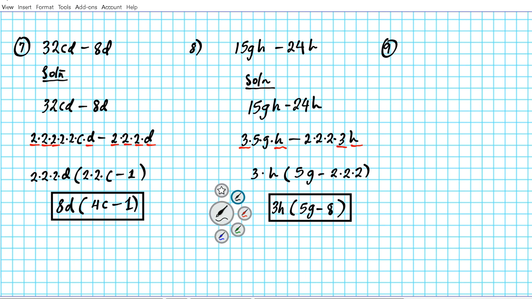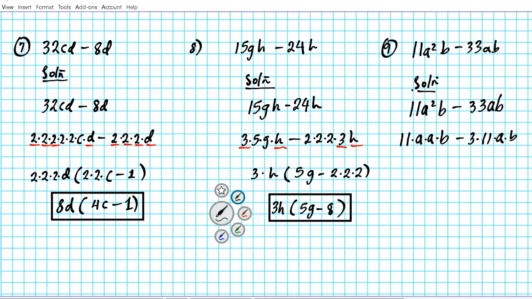For question 9, let's say we have 11a squared b minus 33ab. The goal is to factor that completely. So let's rewrite the problem: 11a squared b minus 33ab. We're going to decompose this completely. 11 is prime, so we just have 11 times a times b. And then 33 is 3 times 11 times a times b.